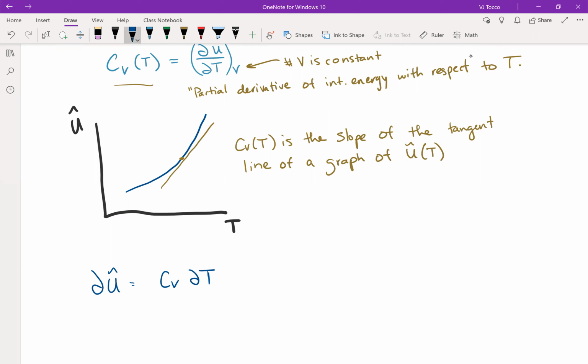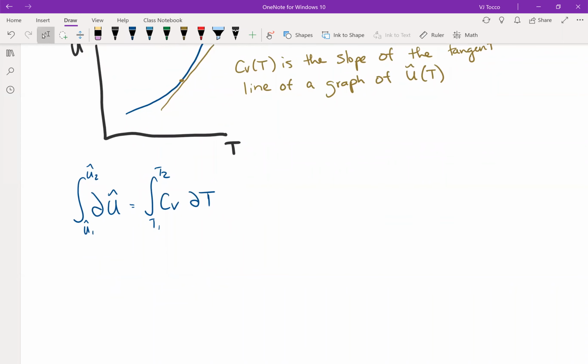So if I have these terms on both sides, now I have everything isolated. C_V is a function of T, and therefore when I integrate it, I have to be mindful of that. So this is going from u hat 1 to u hat 2, and going from T1 to T2. And if I perform this integral, the integral of the derivative of any function is the variable itself. So the left-hand side is going to be u hat from u hat 1 to u hat 2. And the right-hand side depends on what the form of C_V is. So it's the integral of C_V dT for the change in temperature.